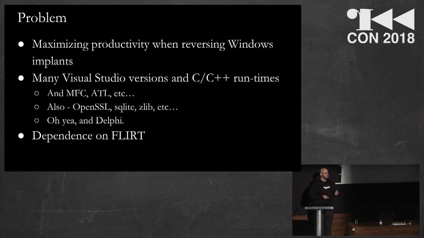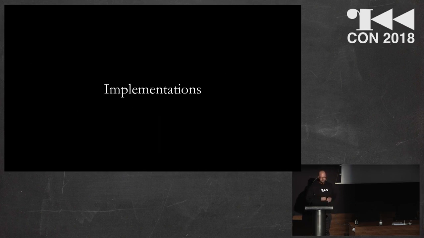And so in this case, I want to have a little more control over the functions that I can write signatures for and build out, without having a dependence on IDA's FLIRT technology. I want to be able to do this in a more free or open solution.